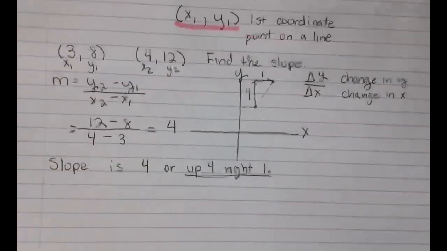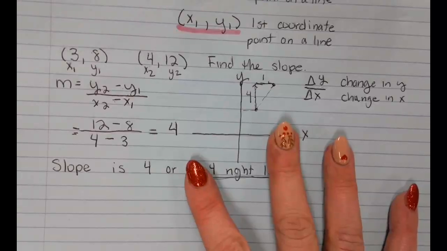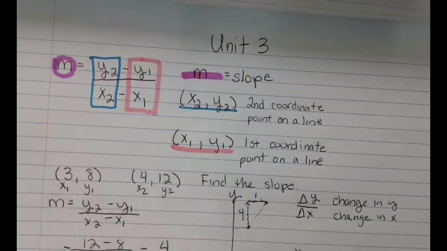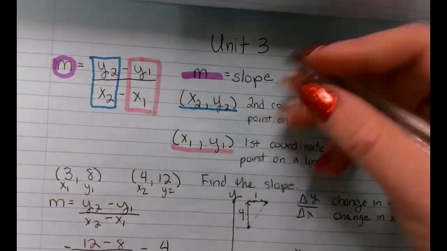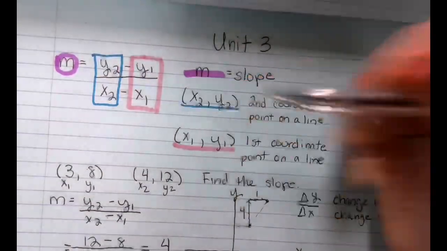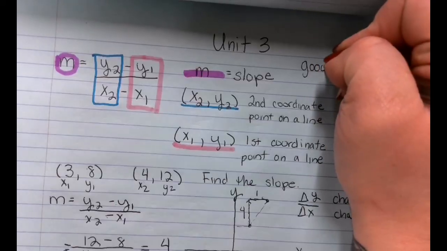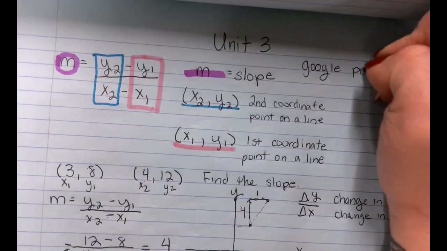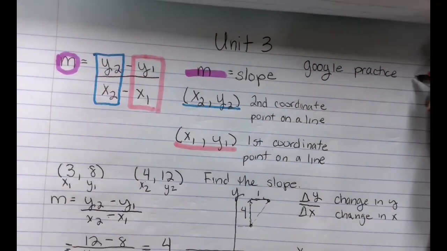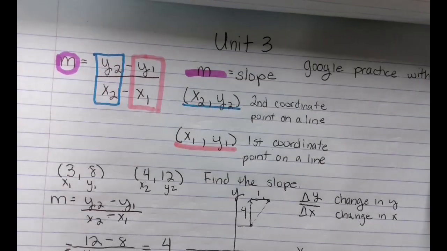So that's the first formula. It helps you identify your slope from 2 points. You can always find extra practice on this on the internet by Googling things like practice finding slope given 2 points. So if you Google practice with slope given 2 points, you will get more practice on this.